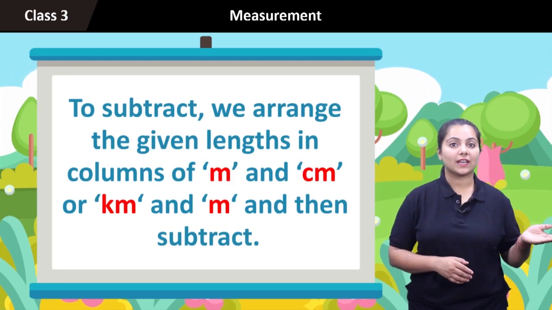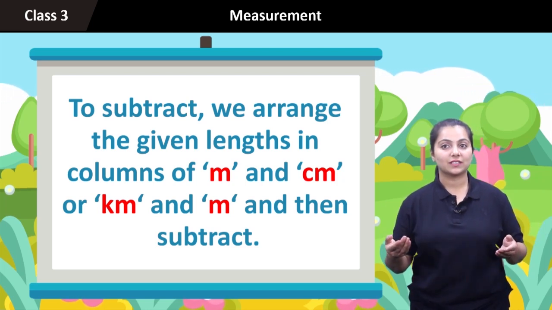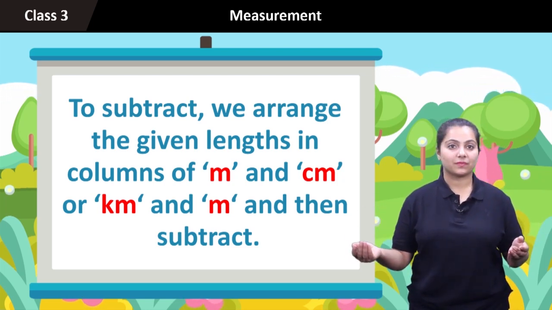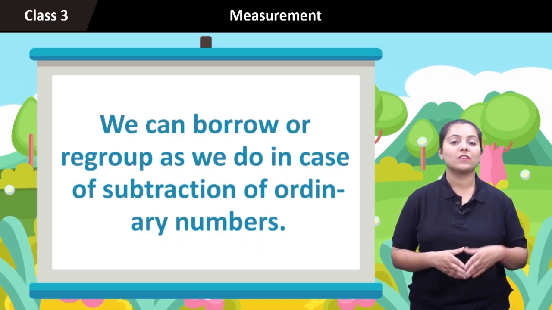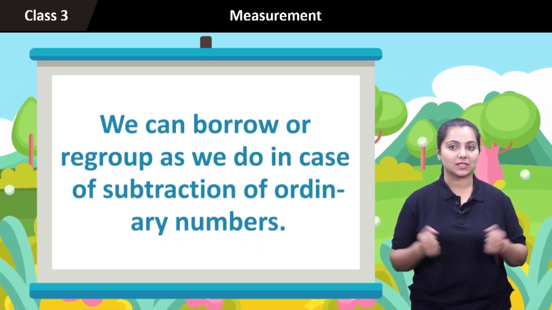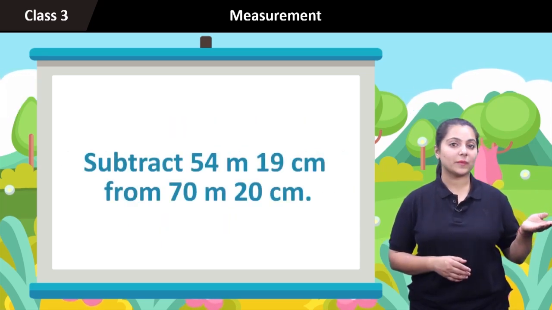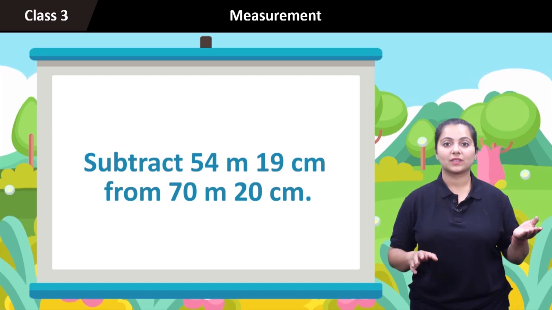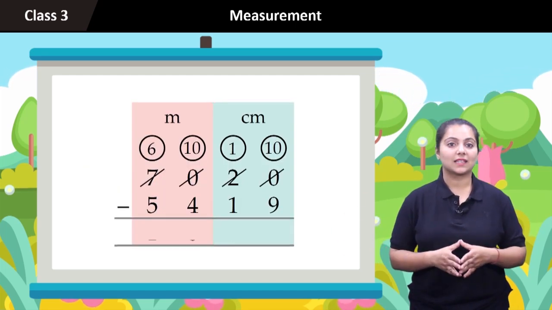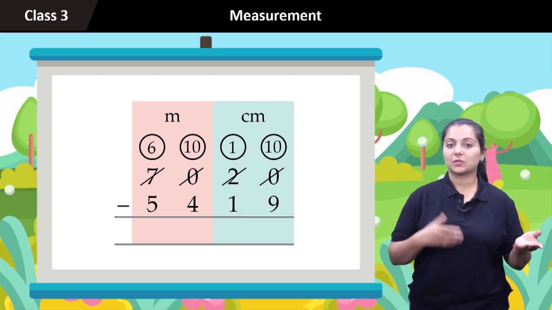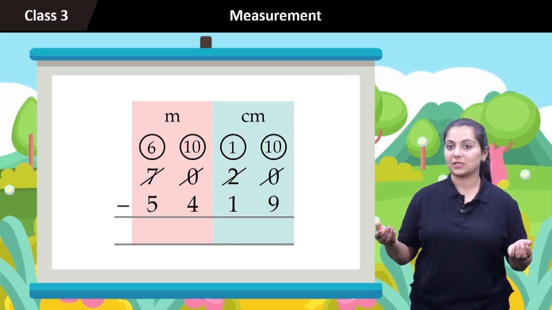To subtract, we arrange the given lengths in columns of meter and centimeter or kilometer and meter, and then subtract. We can borrow or regroup as we do in case of subtraction of ordinary numbers. Now look at one example. Subtract 54 meter 19 centimeter from 70 meter 20 centimeter. Thus 70 meter 20 centimeter minus 54 meter 19 centimeter.